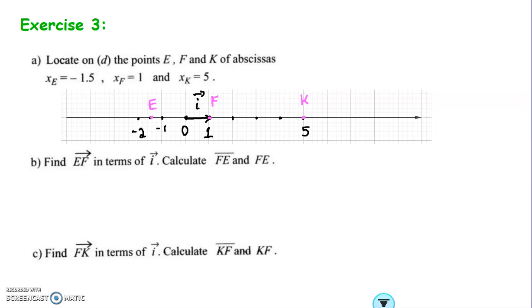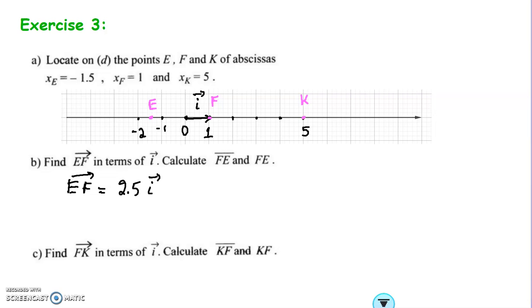Calculate EF in terms of I. Because here we have the number line, it's easy to find EF directly from the number line. To move from E to F, how many units do we move? We move half unit, 1, 2, so 2.5 units. So to go from E to F, you have 2.5 units in the same sense as I. So it's 2.5 I because they have the same sense. So it's not minus 2.5.